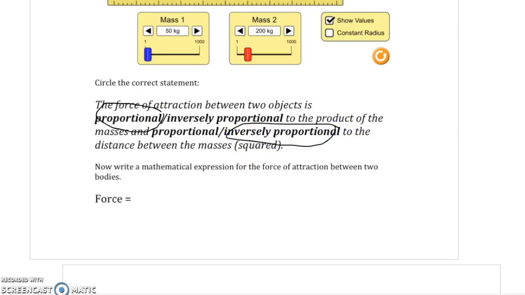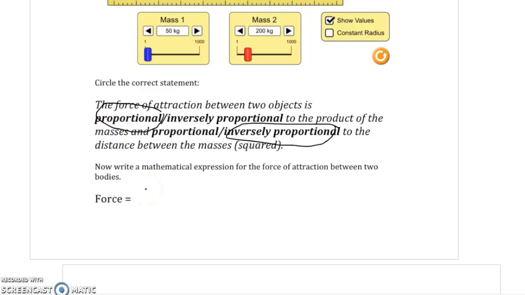In fact, the force goes as 1 over the distance squared. This means that if the distance is doubled, then the force is reduced to 1/4 of its original value. And if the distance is tripled, the force is reduced to 1/9 of the original value, etc.